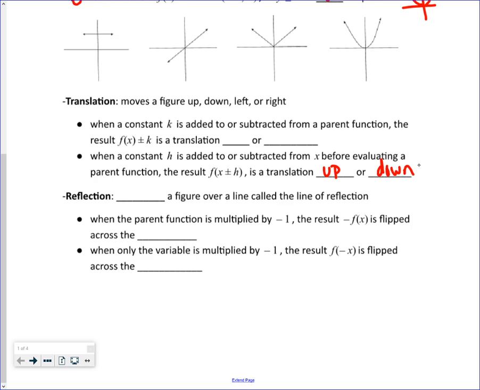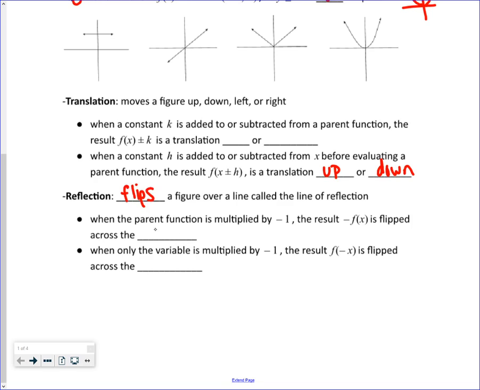So again, all this information separate looks really daunting. At the end, I'm going to shove it all together and show you that way instead. So we're just going to do one thing here right now. A reflection flips a figure over a line called the line of reflection.